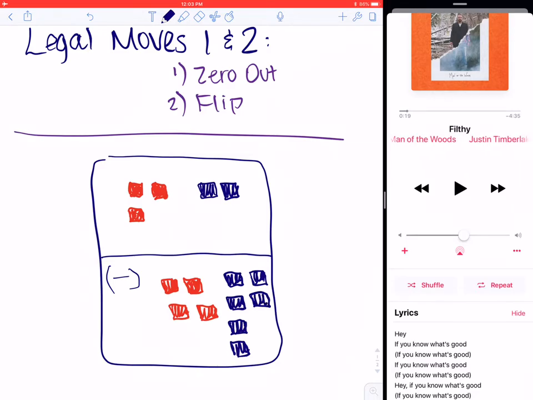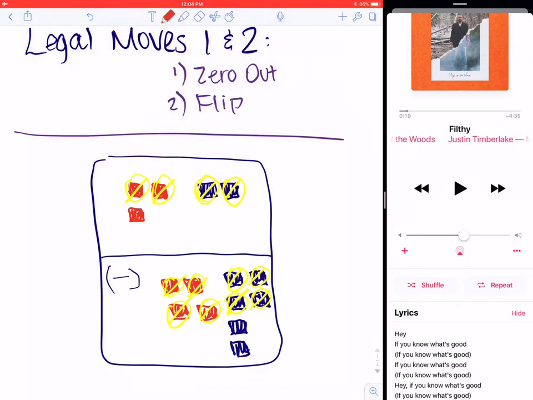All right, so our first move is always to zero out. So we're gonna take tiles that make 0. So here we have a positive and a negative, they zero out. We have a positive and a negative, they zero out. We can do the same thing on the bottom of our mat, where we have a positive and a negative, they zero out, positive and negative, they zero out, positive and negative, they zero out. Okay, so now we move to the second part, where we say flip.